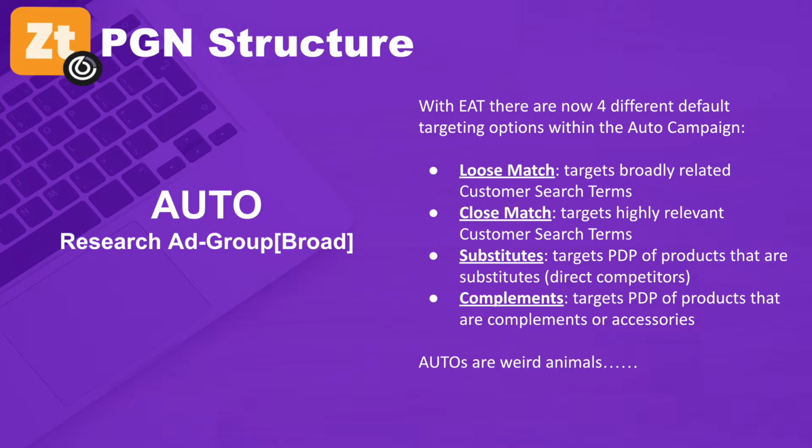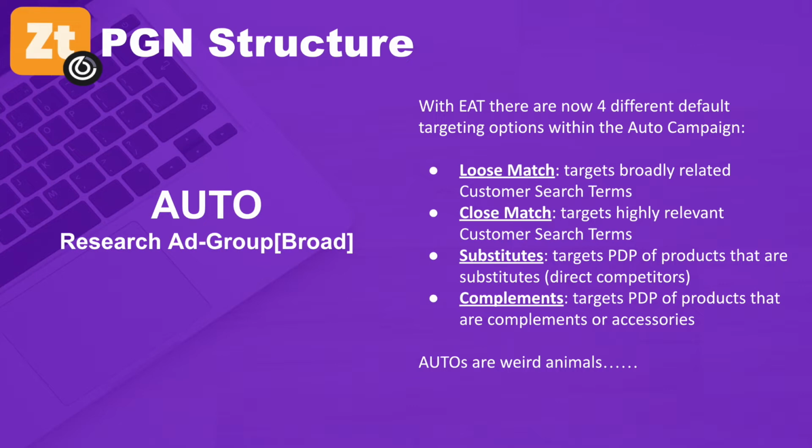The 4 different targets within the ad group will be loose match. This specific target will be created by default by Amazon within the auto ad group, and this will go about matching your product to broadly related customer search term searches. The close match will go about matching your product and your ad with highly relevant customer search term searches.